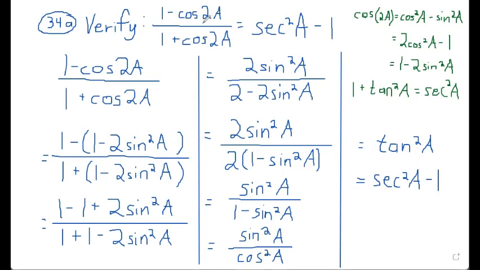Now it is possible to convert the right side into the left side, but if we look at the two options, because the double angle formulas expand the left side, it may be easier to convert the left side into the right side. All right. So now let's see which one of the formulas we can use for cosine of 2a.